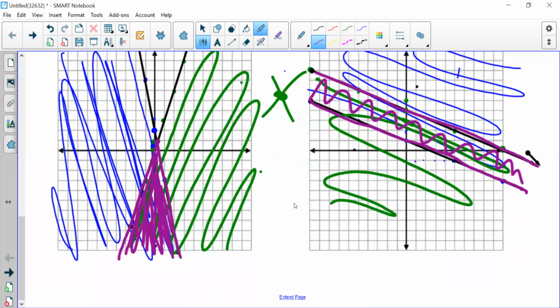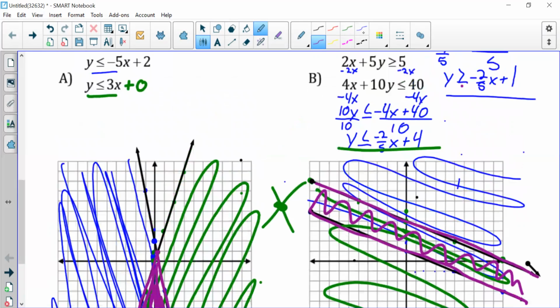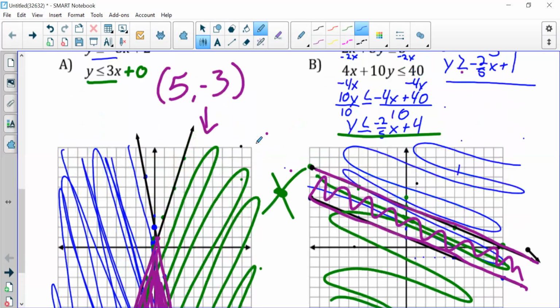All right, now if we wanted to test a point, how would we do that? So let's look at our first one. If I said, is (5, -3) a solution to this system? How would you know? Well, we learned how to do it algebraically, right? We could plug it in at the top algebraically into each equation and do all of that. But we've got a graph. There's a much faster way.